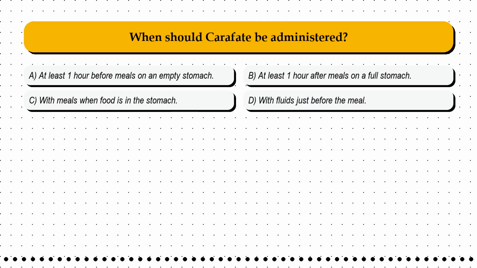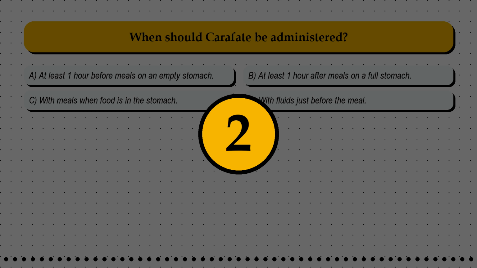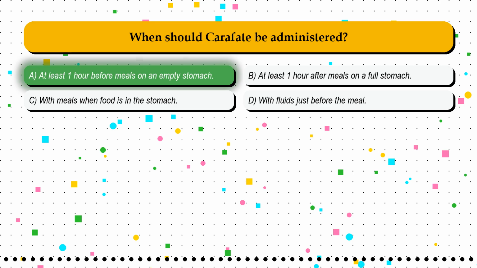Question 283. When should Carafate be administered? Option A. At least 1 hour before meals on an empty stomach. Option B. At least 1 hour after meals on a full stomach. Option C. With meals when food is in the stomach. Option D. With fluids just before the meal. The correct answer is option A. At least 1 hour before meals on an empty stomach.